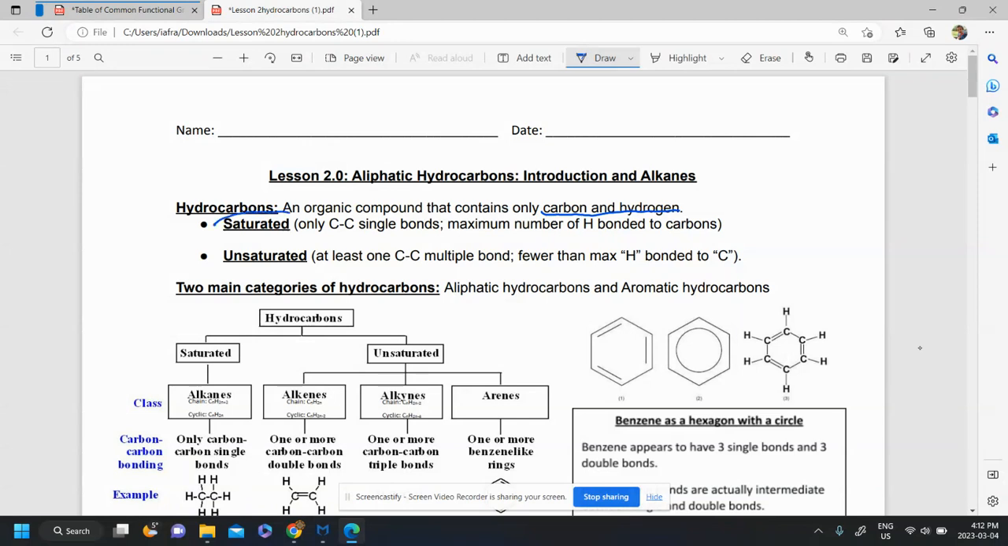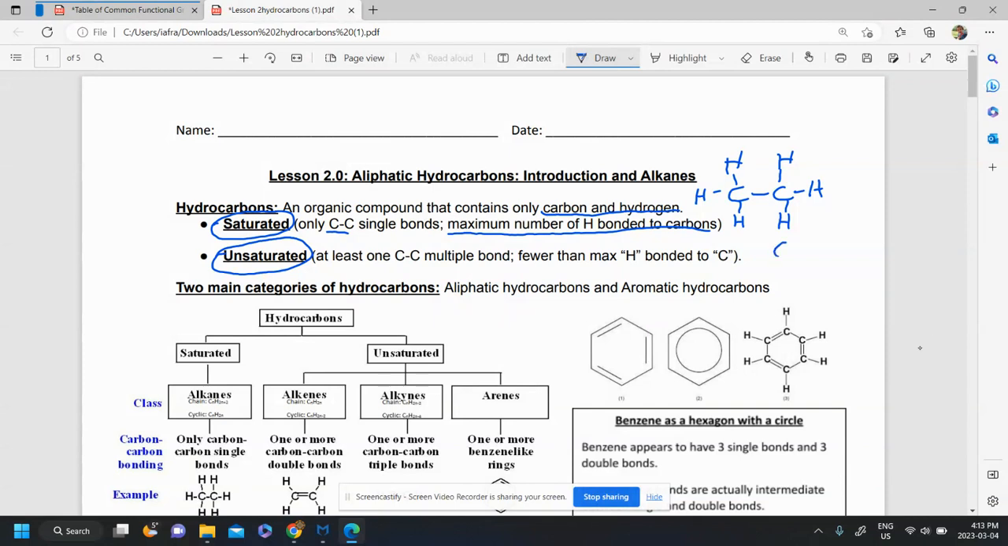Some are called saturated hydrocarbons, and some are called unsaturated hydrocarbons. Saturated hydrocarbons only have carbon-carbon single bonds in them. In other words, they have the maximum number of H bonded to each one of the carbons. So, for example, here I have C, C, H, H, H, H, H, H. This is a saturated hydrocarbon. It only contains C and H, and there are only carbon-carbon single bonds.